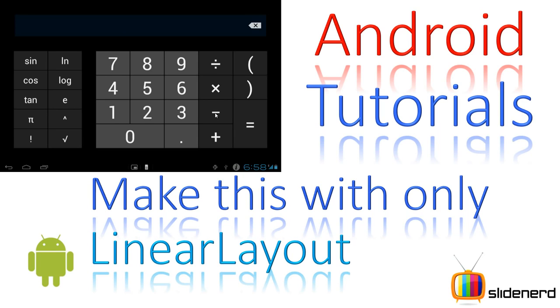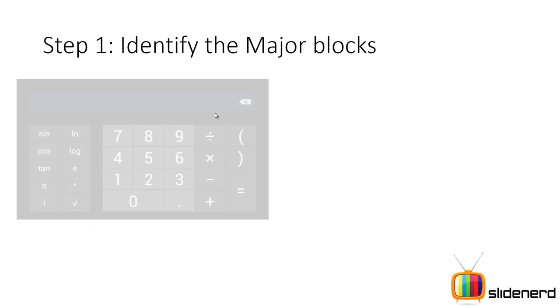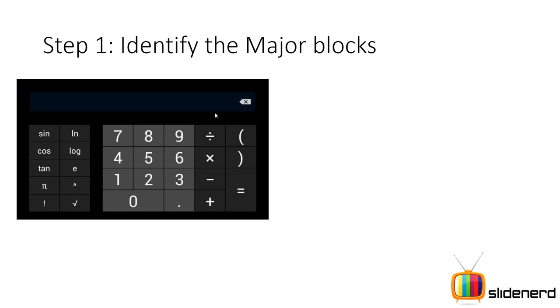So again, this is very simple with a relative layout or table layout, but my challenge is to make this using only linear layouts. If you have seen my previous videos about layout gravity, Android gravity, layout weight and stuff like that, you will easily understand this. Otherwise, I strongly suggest that you go back and check some other videos on linear layout which I have posted in my playlist.